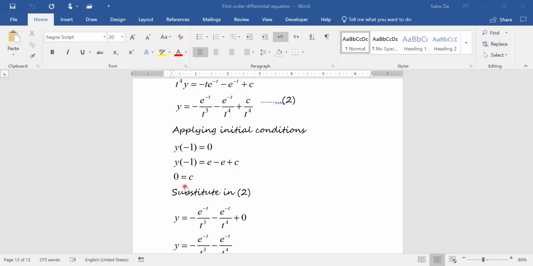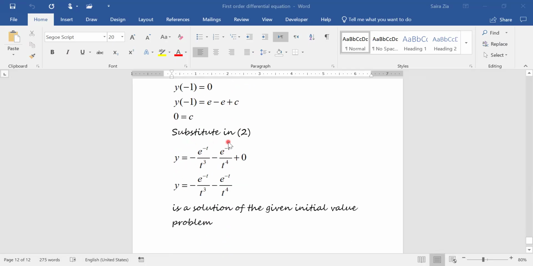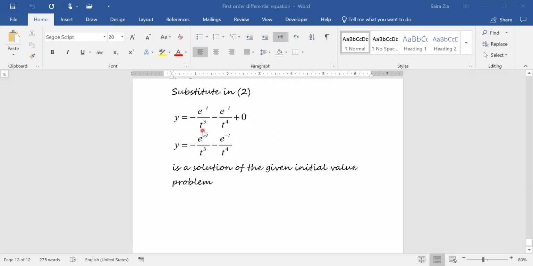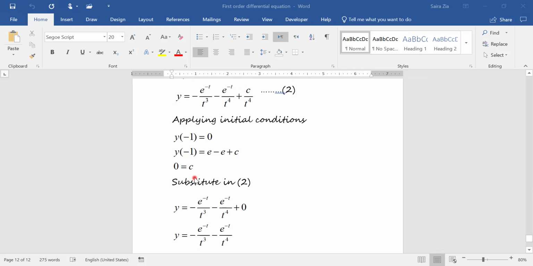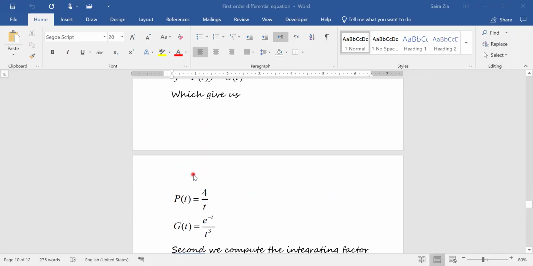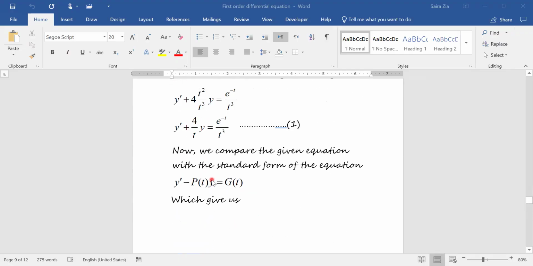So c will be equal to 0. Then substituting this value of c in equation number 2, which was our solution, we write y equals minus e to the power minus t over t cubed minus e to the power minus t over t to the power 4. And this is the required solution of the given initial value problem. So this is how we solve a first order differential equation using the method of integrating factor.